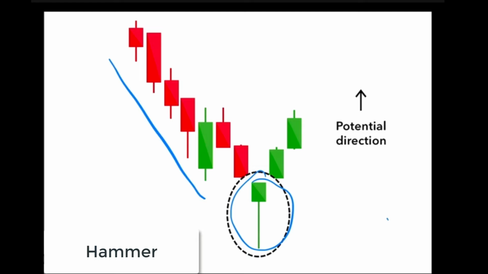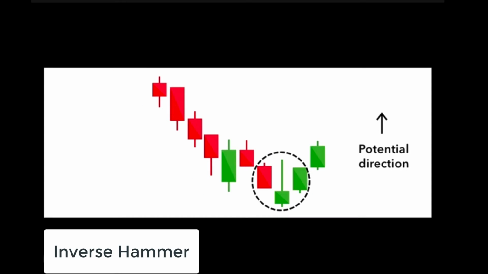Now, the hammer shows that although there were selling pressures during the day, ultimately a strong buying pressure drove the price back up. The color of the body can vary, but green hammers indicate a strong bull market rather than red hammers. The second bullish candlestick pattern is called the inverse hammer.